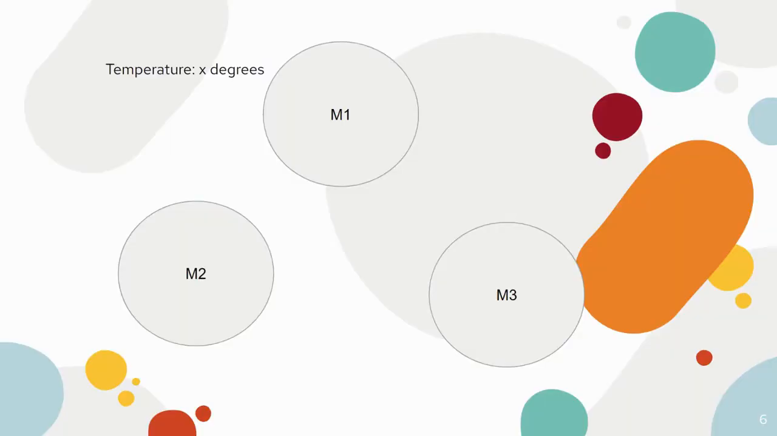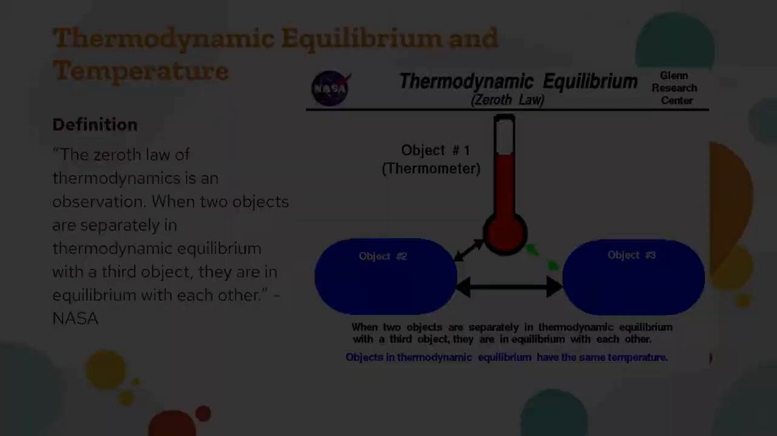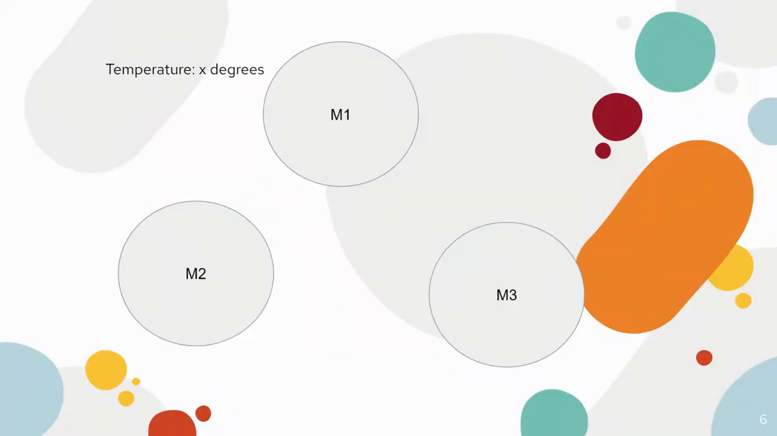It can be demonstrated with this model. Say there are three systems. One of them is M1, another one is called M2, and the third one is called M3. The temperature of M1 is X degrees. If we get a conductor between M1 and M2, the heat transfer will happen, so M1 and M2 will be the same temperature, X degrees.